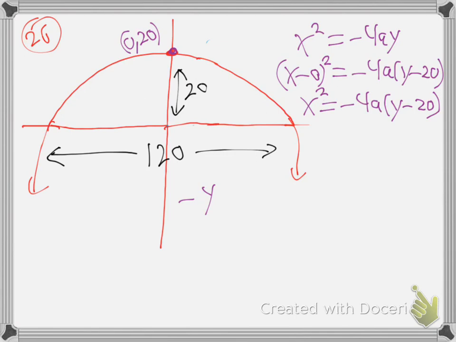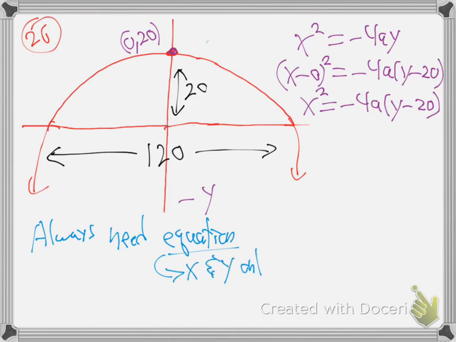Now, can we find a? Do you realize we need to find a? That's the next big step. Why? Because, and this is really typical in all math and science, you need the equation. Let me write a note down here. This is really important to realize at this point. Always need the equation. And by equation, what do we mean? X and Y only. We need to find a relationship that exists between X and Y only, not A or any other letter. So find A. Because right now I have a relationship between X, Y, and A. A is like the third wheel. We don't want A in there. We want the relationship that exists between X and Y. So that's always what you've got to do. You've got to find A.